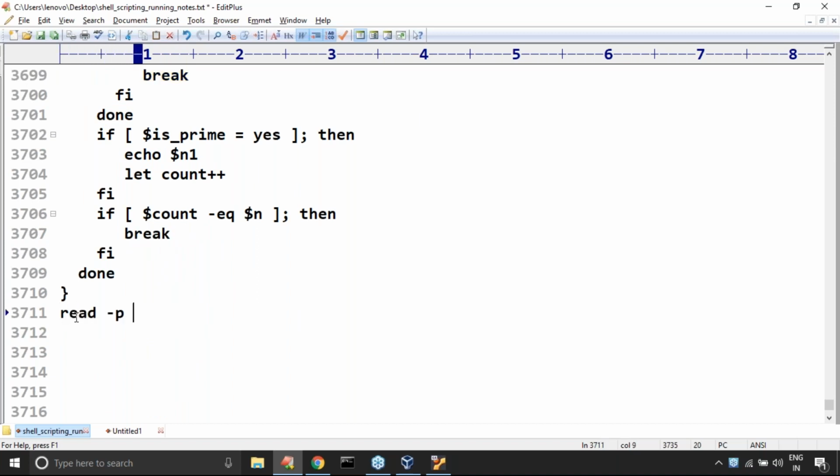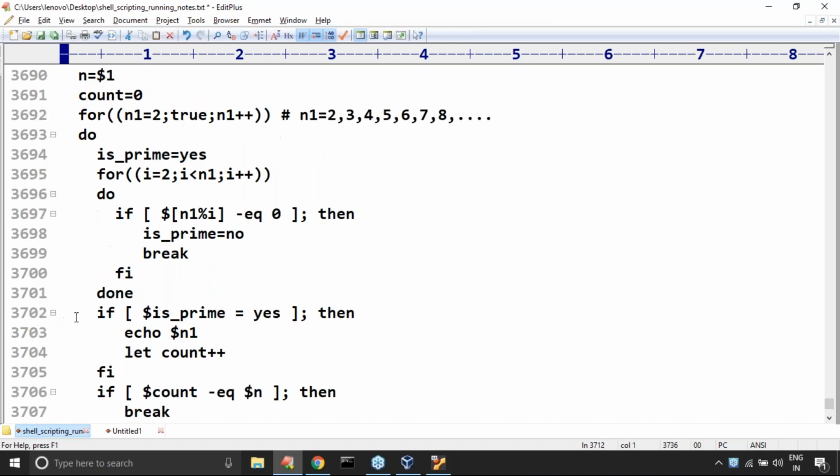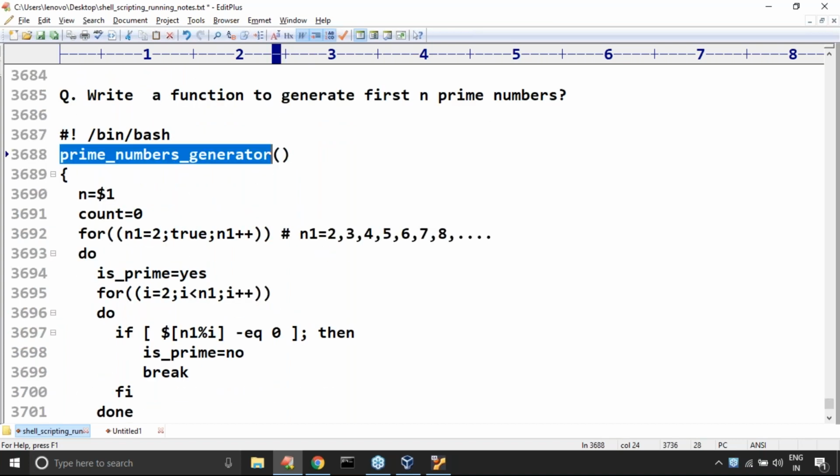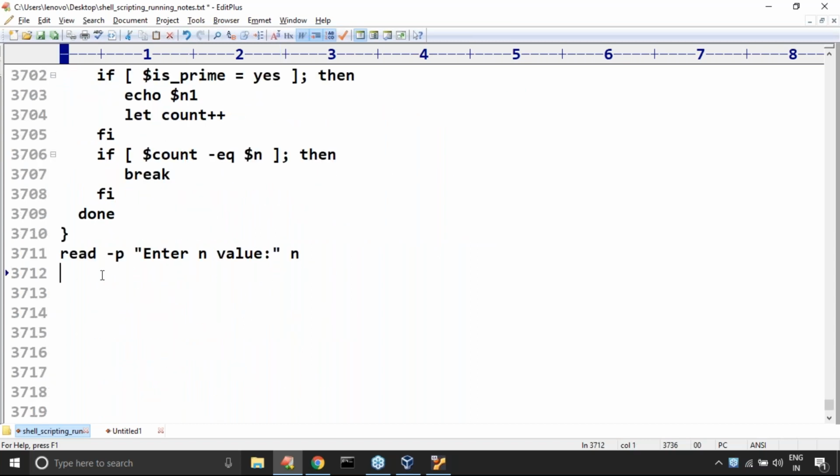Now have a look once. Read -p, enter n value. Like I'm taking n. Now let me take the prime numbers generator, prime numbers generator $n.